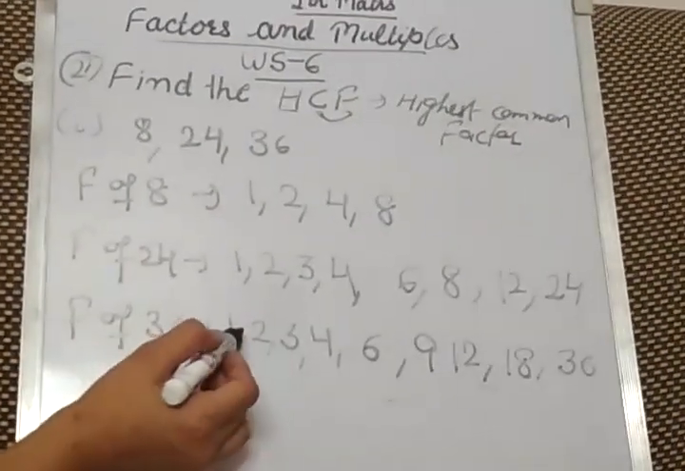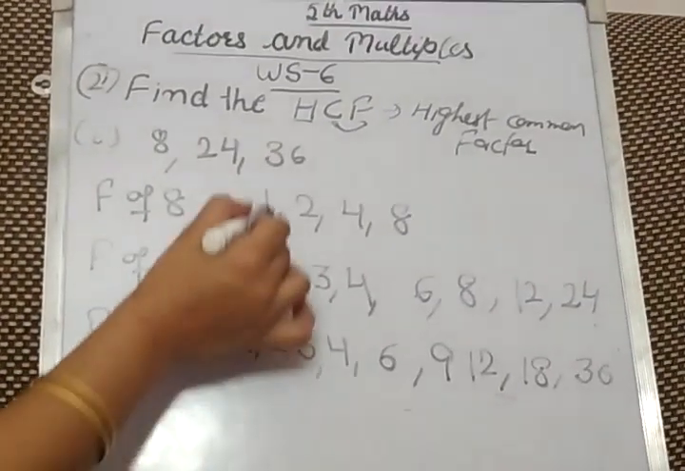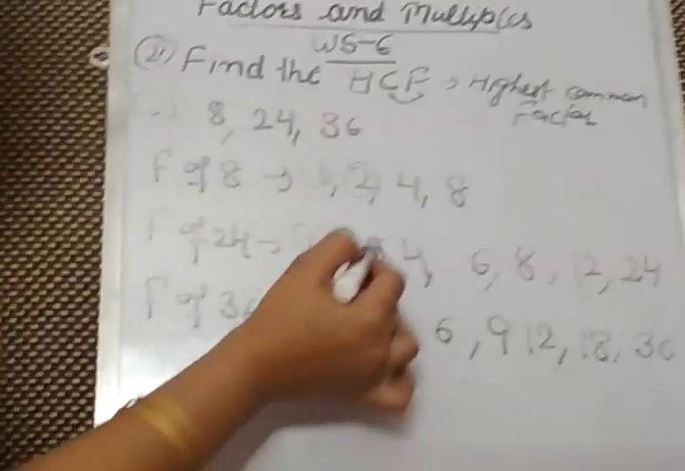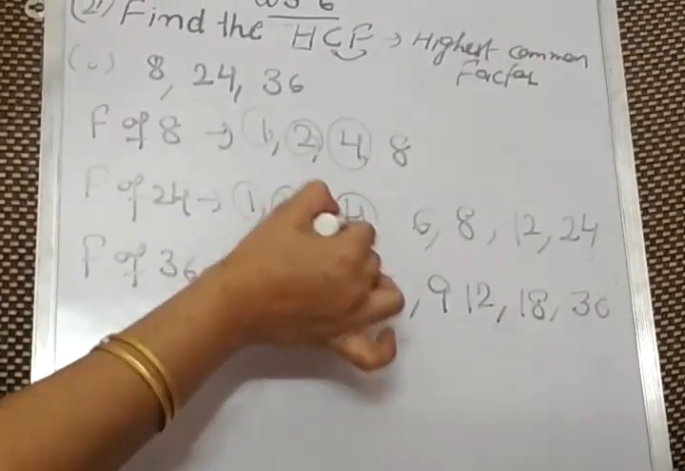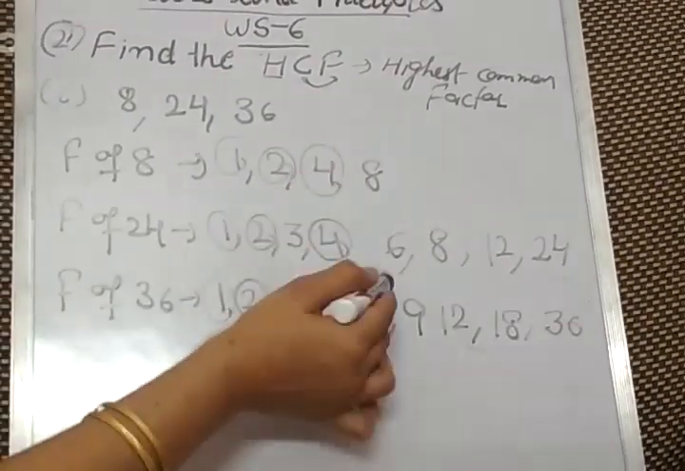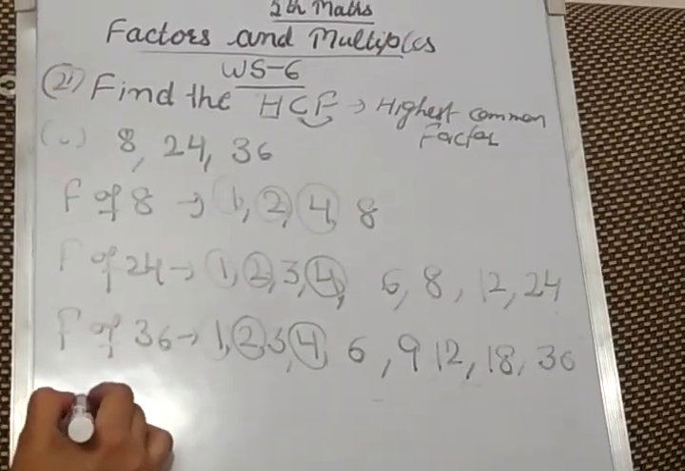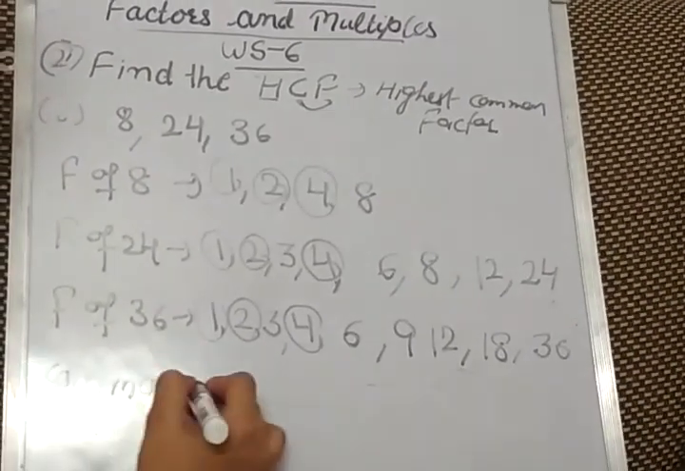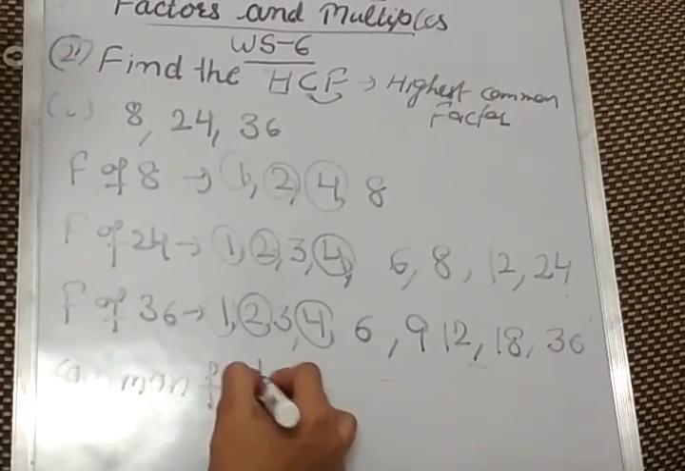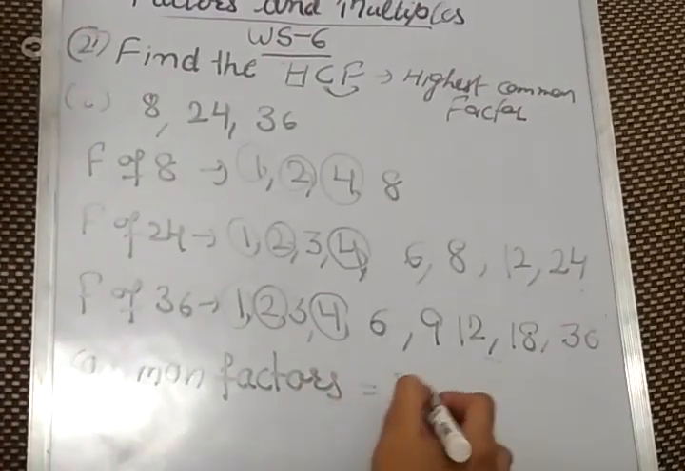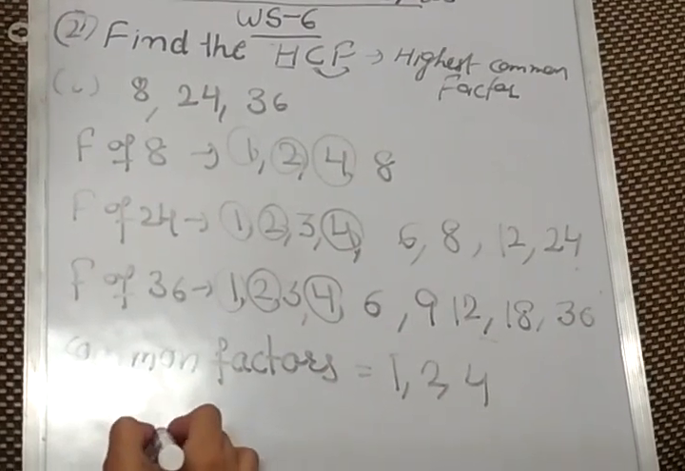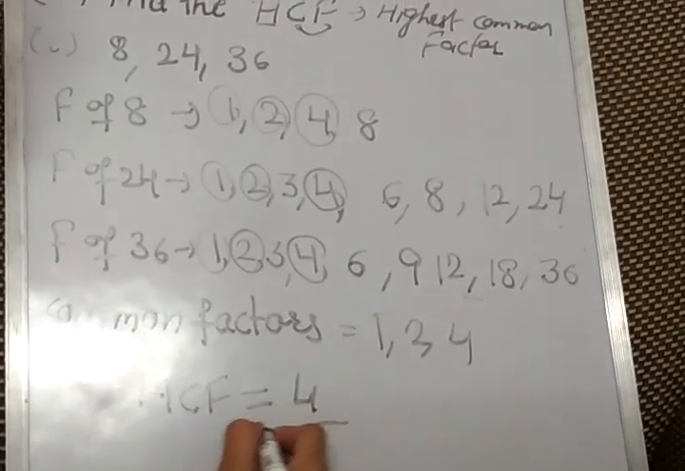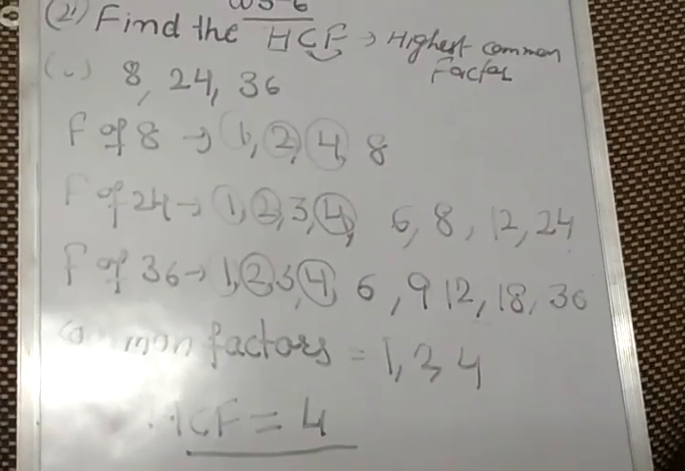These are the factors. Now circle the common ones. 1, 2, 3 is in 2 but not in this one. 4 is in all three. After that 8 is here but not here. It means the common factors are 1, 2 and 4. And what is the HCF? The bigger number is 4. It means 4 is the HCF. Like this you have to complete your whole worksheet number 6.